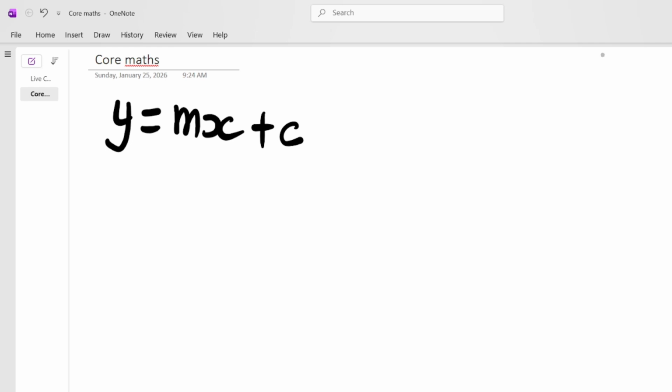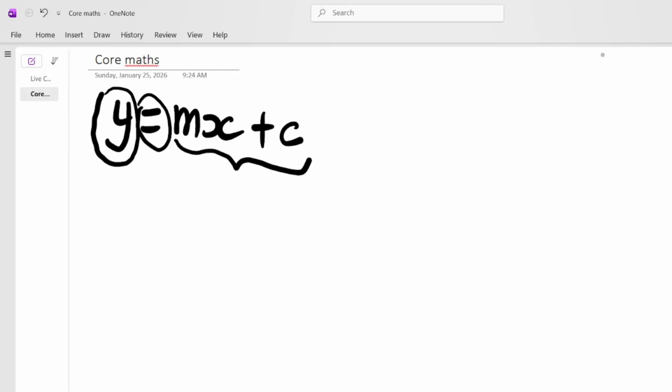Let's focus on change of subject. So first, let's understand what a subject is. You see, for this particular case, for example, y is equal to mx plus c. y is standing alone on the left side here, followed by the equal to sign. Then the rest of the expressions come, right?